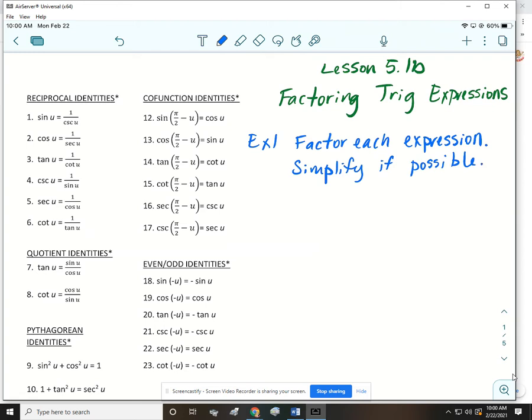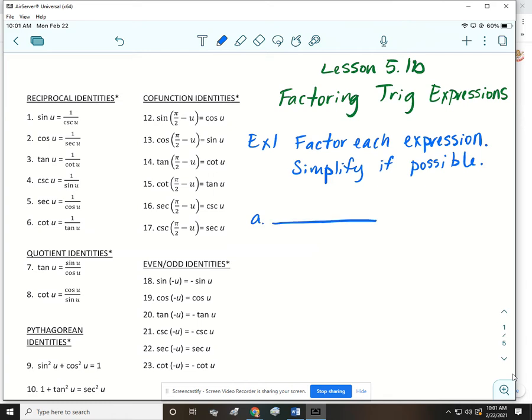Right? So on these today, we aren't going to have the matching, so it's a little bit more difficult to know when to stop. So it really just comes with experience, that you know when you've simplified it as much as possible. So let's look at A.